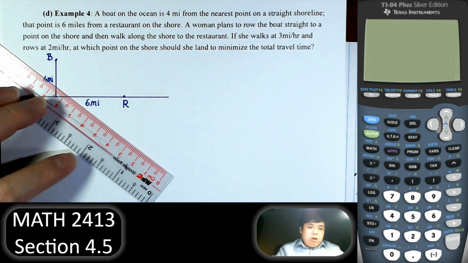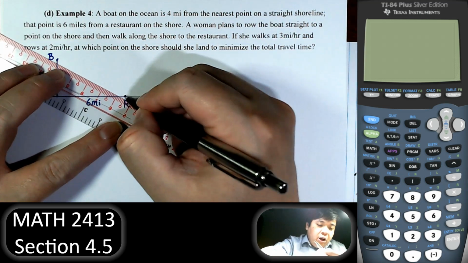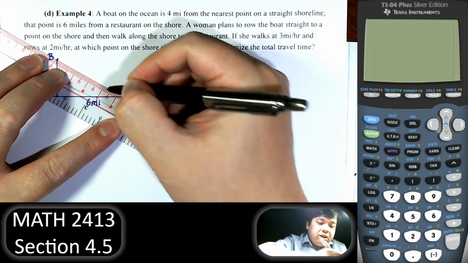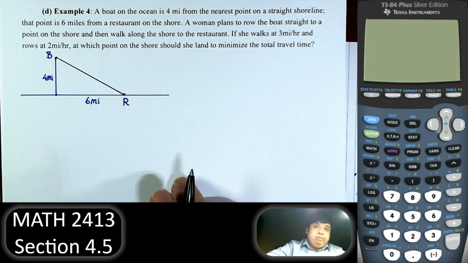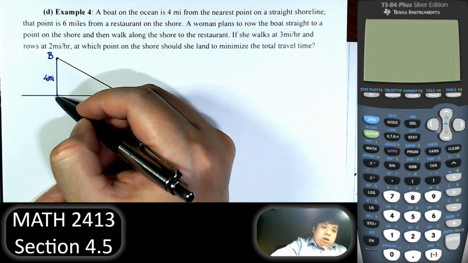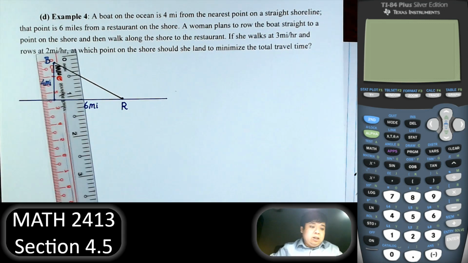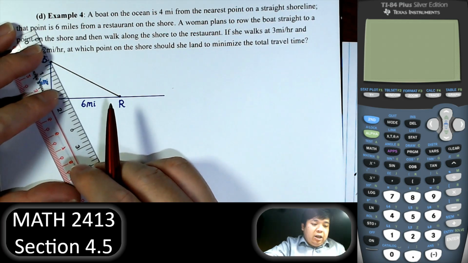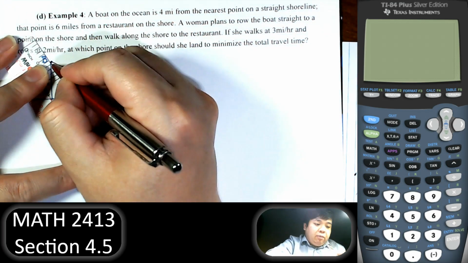If she wants to, she can just row straight to the restaurant. In that case, she doesn't have to walk. Or she can row directly to this point and then walk for 6 miles. Or she can just do both.